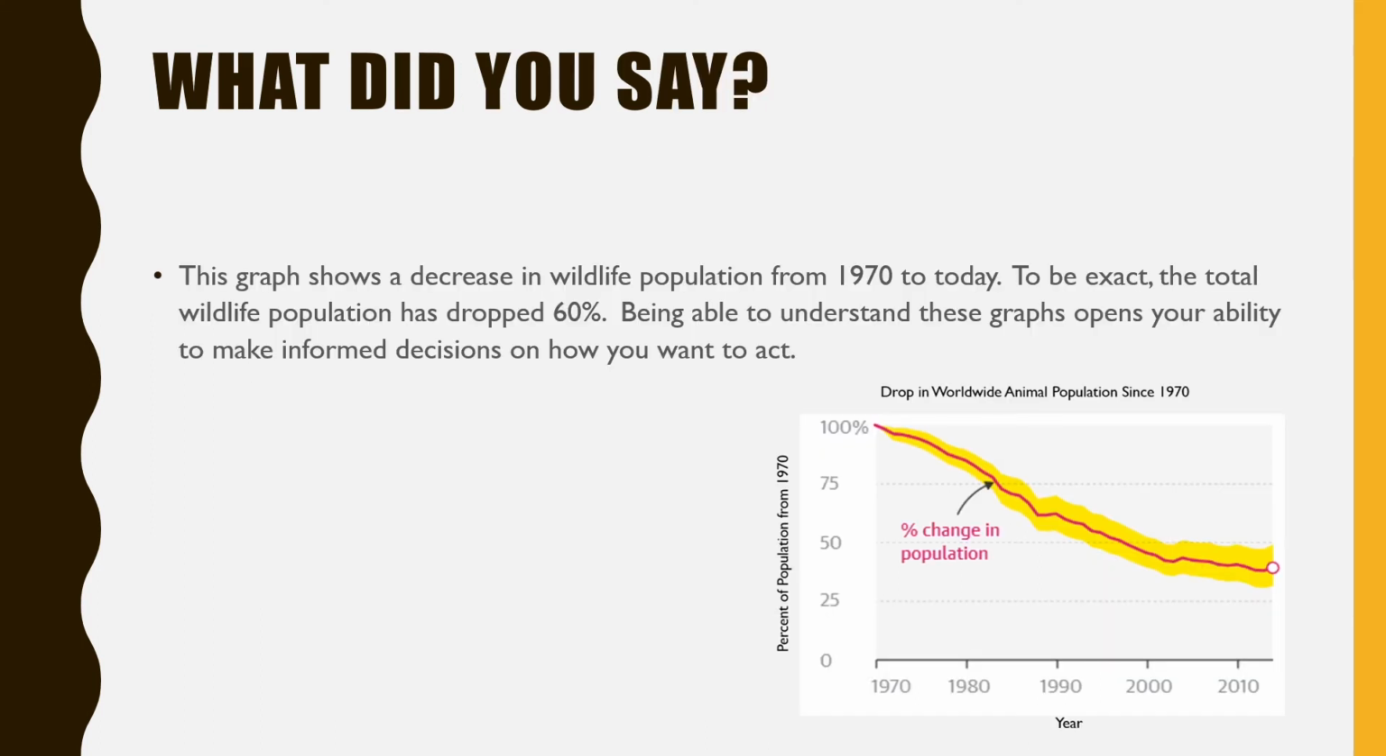The graph shows a decrease in wildlife population from 1970 to today. To be exact, the total wildlife population has dropped 60%. Being able to understand these graphs opens your ability to make informed decisions on how you want to act.